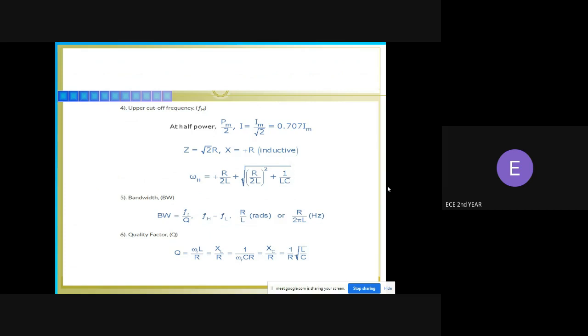Quality factor Q equal to omega R L divided by R, or otherwise it is XL by R, or XC by R, or we can represent it as 1 by R root of L by C. These are all the equations for the quality factor Q.